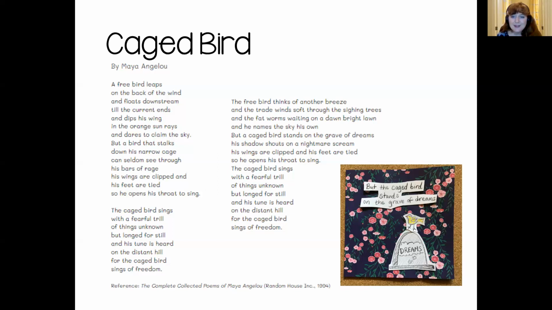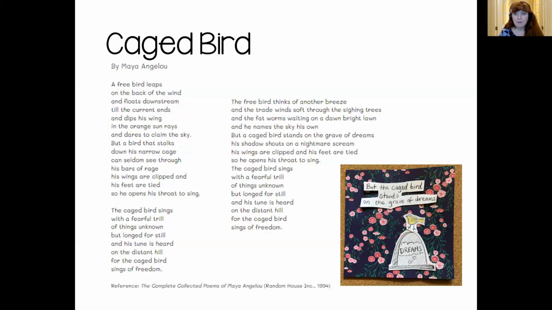But a caged bird stands on the grave of dreams. His shadow shouts on a nightmare's scream. His wings are clipped and his feet are tied, so he opens his throat to sing. The caged bird sings with a fearful trill of things unknown but longed for still. His tune is heard on a distant hill, for the caged bird sings of freedom.